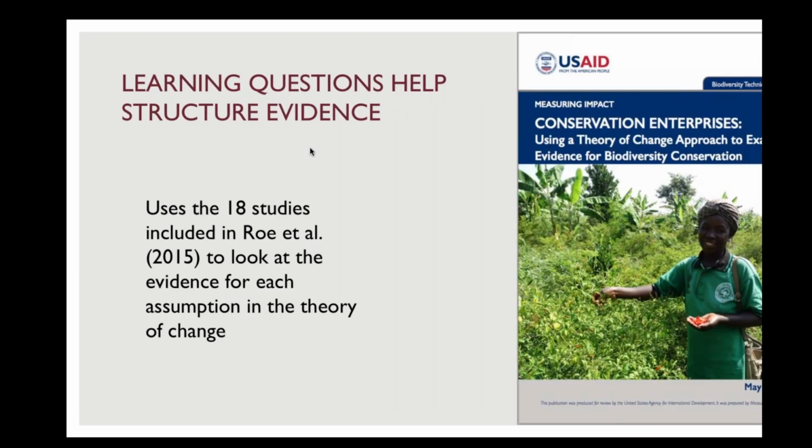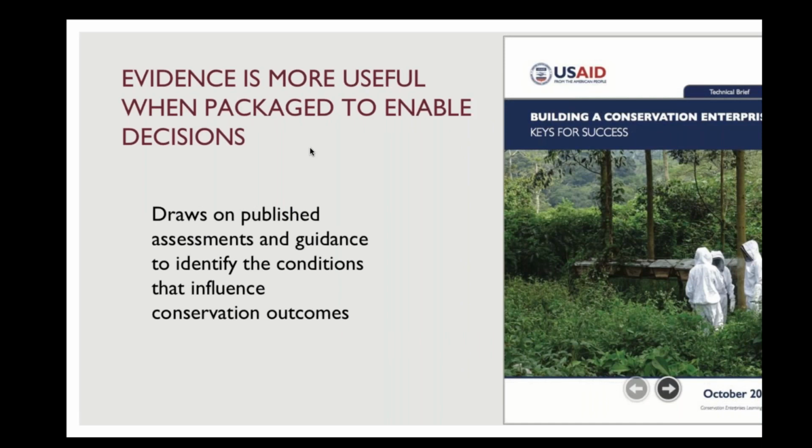The learning questions helped us structure the evidence that does exist. So this document shows an analysis that used the 18 studies included in the systematic review I mentioned previously to look for evidence for each assumption in our theory of change. In other words, we took a deeper dive on those studies and organized the evidence according to our theory of change. Next, we packaged this information into a guidance document called Keys for Success, which identified conditions that influence conservation outcomes in these types of programs. And so the idea is that a USAID staff person who's thinking about designing a conservation enterprise project could refer to this to see if this approach is likely to be effective in their context, or maybe identify some complementary approaches they would need to implement alongside it.